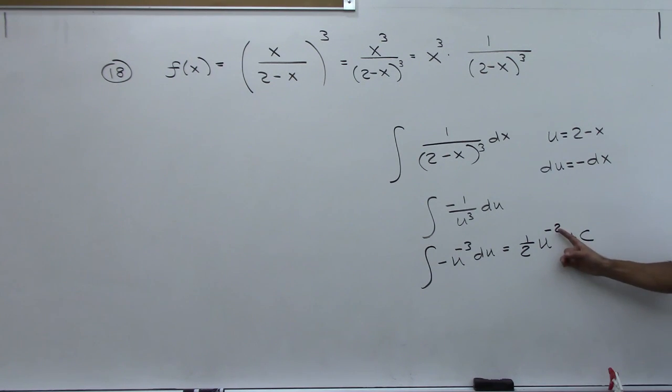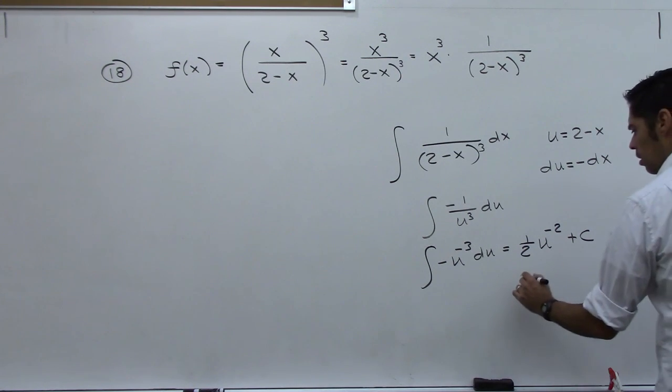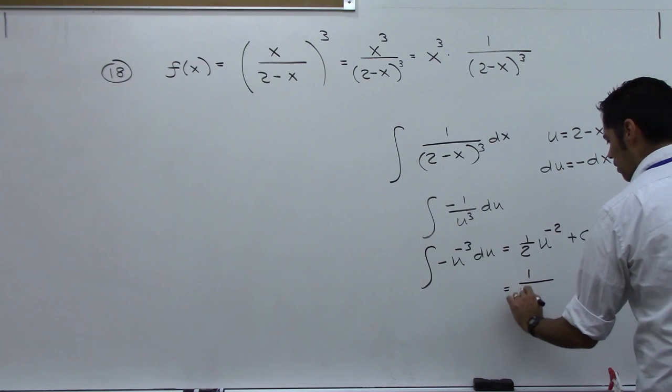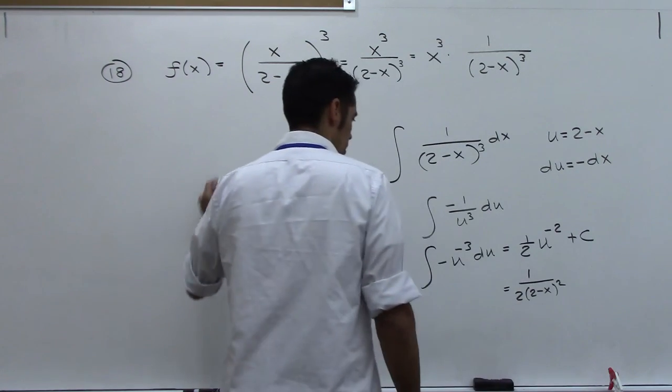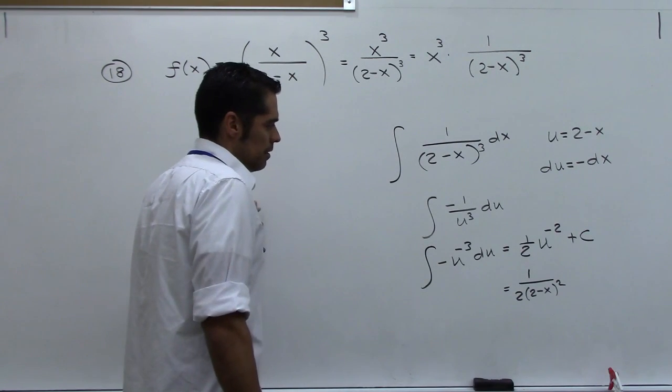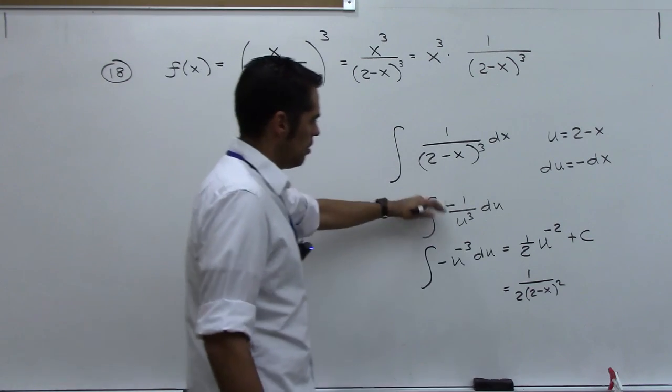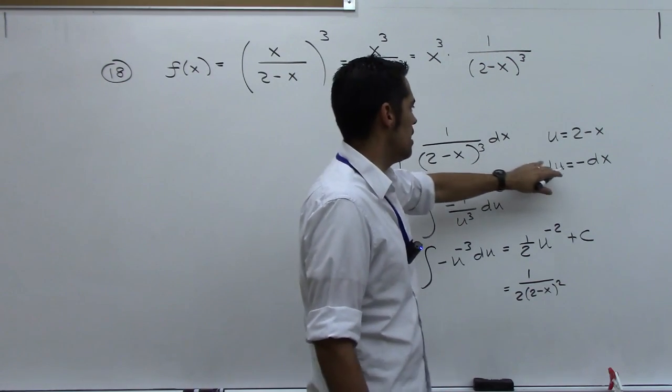The derivative of this turns into a negative 1, u to the negative 3, so that should be it. So this is equal to 1 over 2 times (2 minus x) squared. That's what that is. I want to verify that when we take the derivative of this, but I guess we're okay with all this work, because we've done it so many times before in the semester.